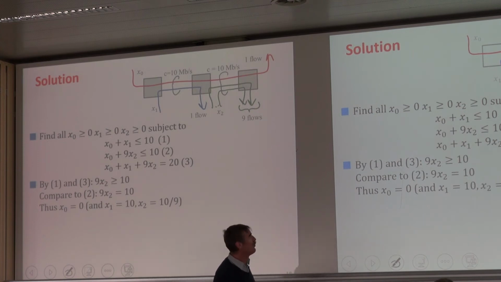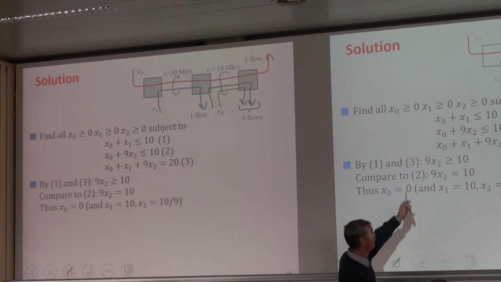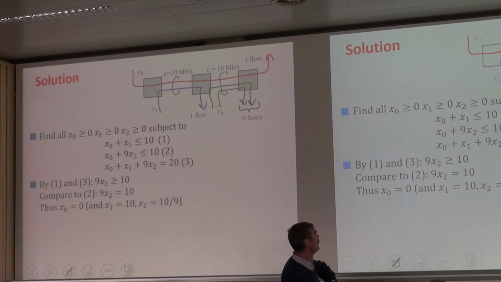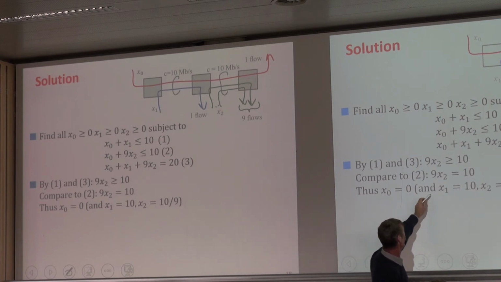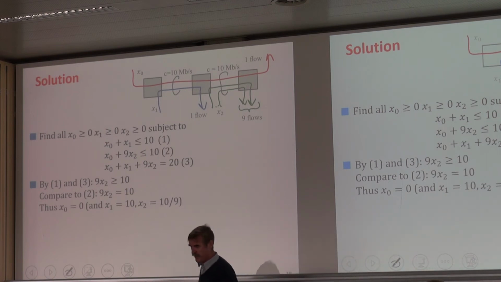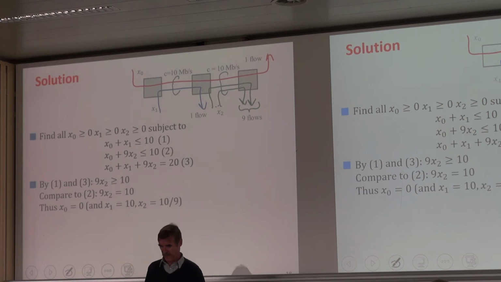If I consider all the possible allocations that are feasible, equations 1 and 2, and achieve the maximum, equation 3, then it's easy to see that by necessity we will have 9x2 equal 10, and therefore x0 is equal to 0. So it's impossible. It's impossible to do otherwise.